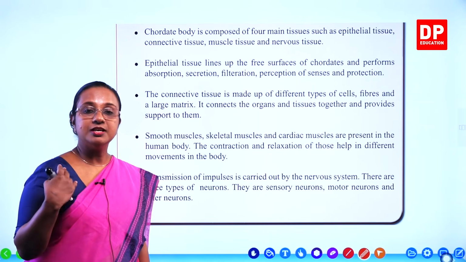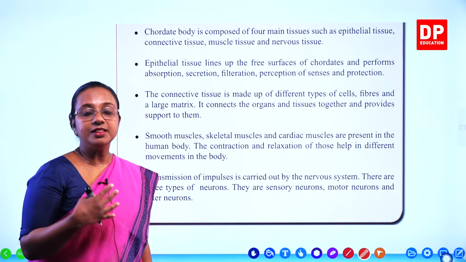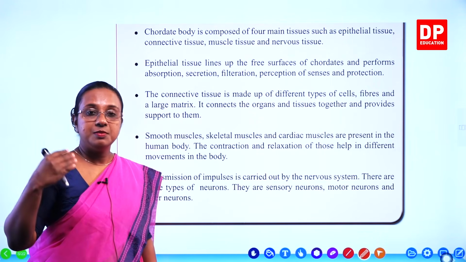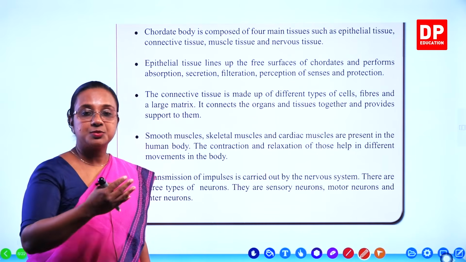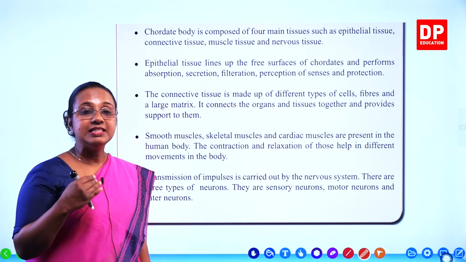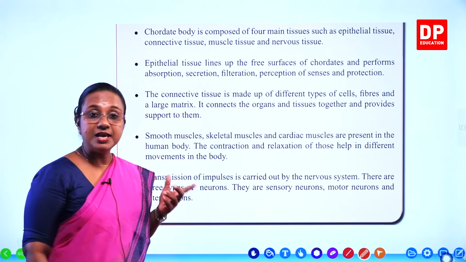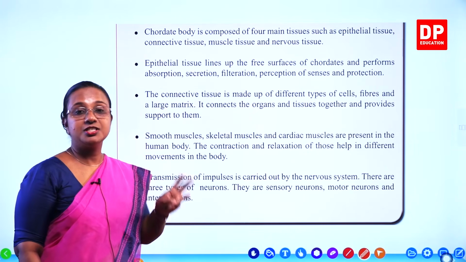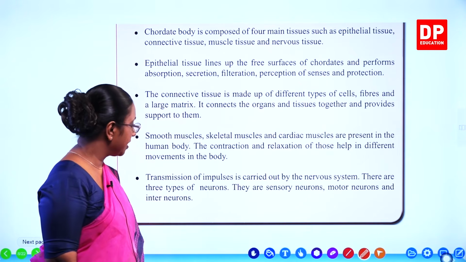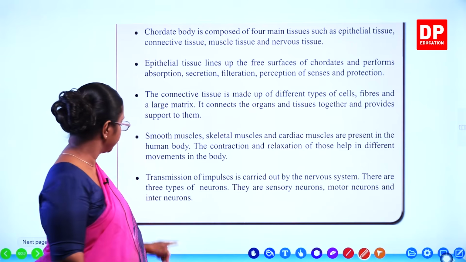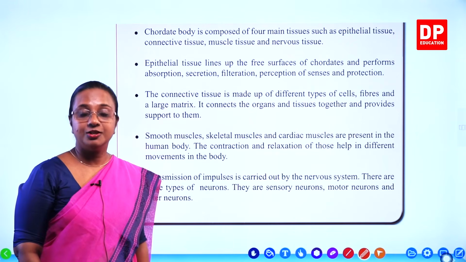So, you know nervous system is involved with transmission of impulses. Stimulus is received and a response is given. And this transmission is done by neurons. And based on their structure and functions, there are 3 types. They are sensory neurons, motor neurons and interneurons.